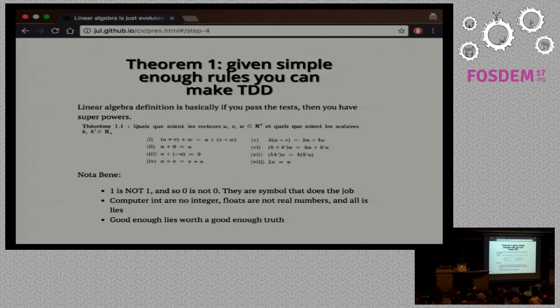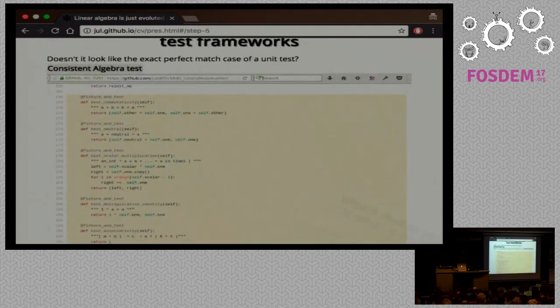So once you've got these rules, you code. I've coded a kind of unit test that tests the basic stuff like A plus B equals B plus A and stuff like that, which is not very interesting. But I thought, why not do it? If we can, we do.